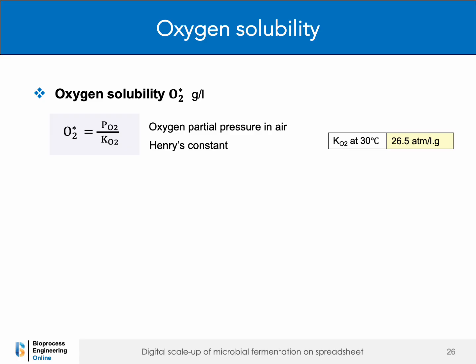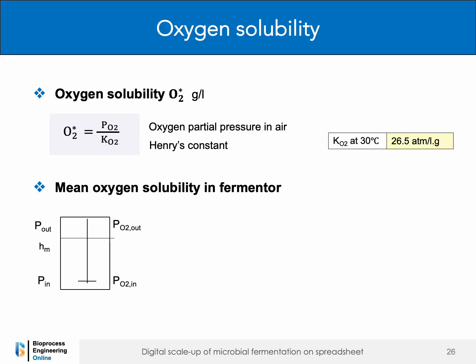This section of the spreadsheet also evaluates the oxygen solubility in the fermentation medium. The oxygen solubility, O2 star, in grams per liter, is calculated from the oxygen partial pressure, PO2, in the gas phase using Henry's law. O2 star equals PO2 over KO2, where KO2 is Henry's constant. In large-scale fermenters, a mean oxygen solubility is considered. As the vessel size increases, the liquid height also increases, creating a significant pressure difference between the gas inlet at the bottom and the outlet at the top.